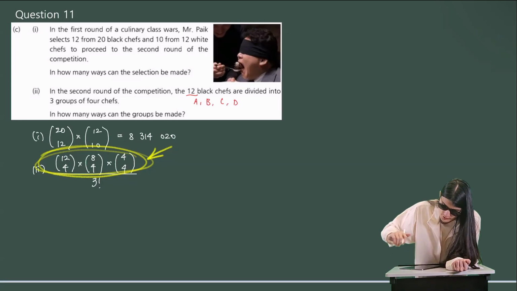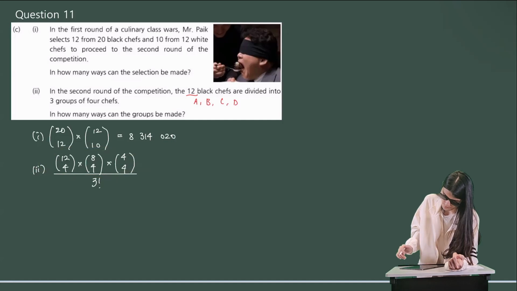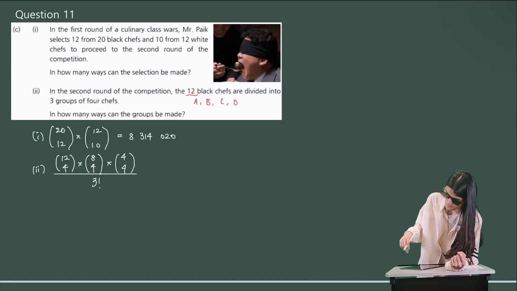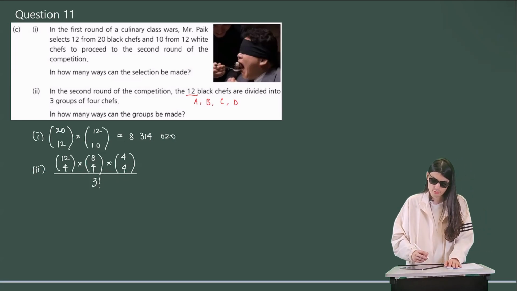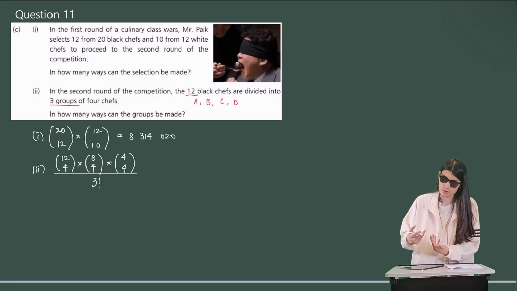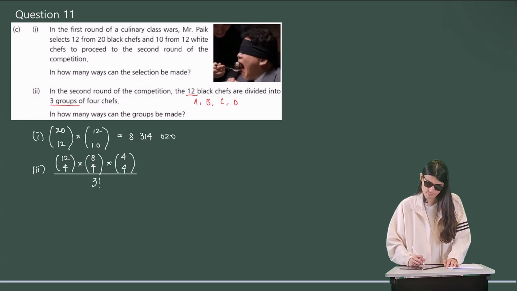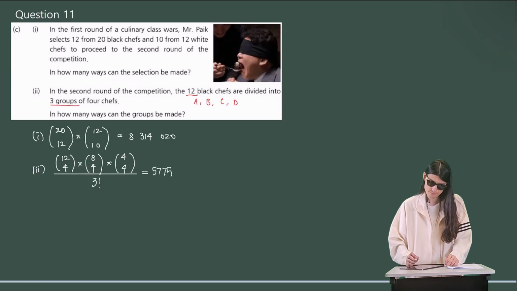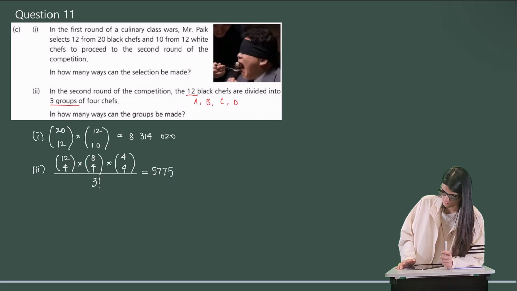So therefore we divide by 3 factorial, because 3 factorial represents the number of ways of arranging the 3 groups, since we got 3 groups essentially. Put that in the calculator. 5,775 is the new answer.